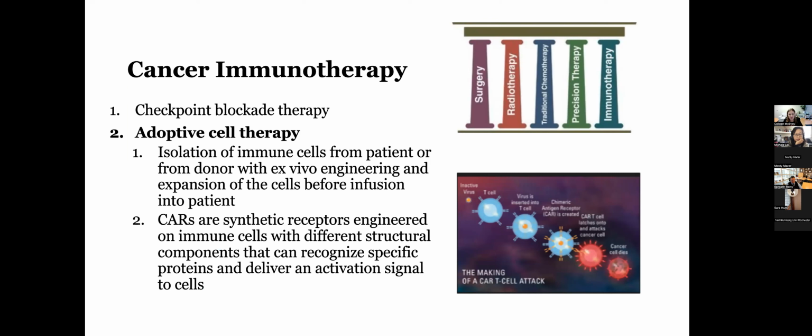We think about it with checkpoint blockade and then adaptive cell immunity, which is what we'll focus on. So what happens is you isolate the immune cells from the patient or from a donor through ex vivo engineering. Then the cells expand and are reinfused into the patient. And the CAR T cells, so chimeric antigen receptors, are synthetic receptors engineered on these immune cells with different structural components based upon what they need those components to recognize a specific protein on the cancer cell and deliver this activation signal, which then allows the cancer cell to die.